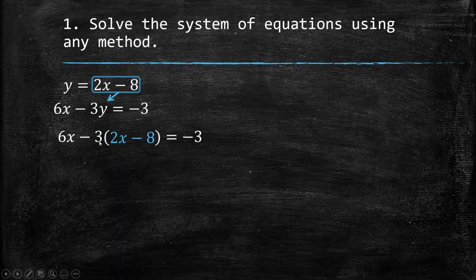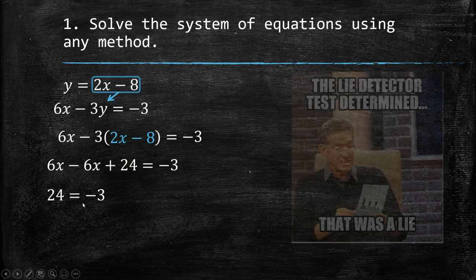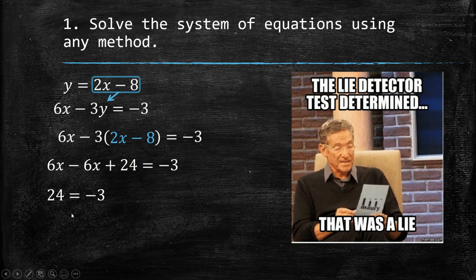The next step would be to distribute that minus 3, making sure we distribute that negative sign along with it. So after distributing, we have 6x minus 6x plus 24 equals negative 3. Remember, when you take a negative times a negative, it is a positive. Then we would combine like terms. 6x minus 6x is 0x, so there's no x left. That leaves us with 24 equals negative 3, which is obviously a false statement.